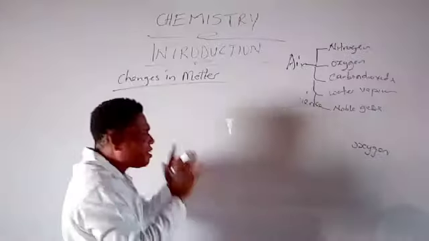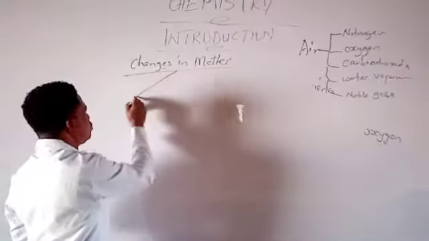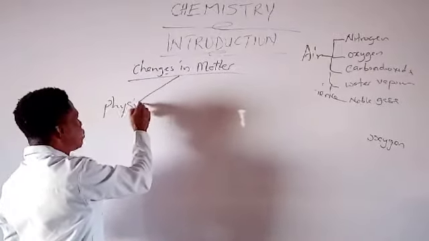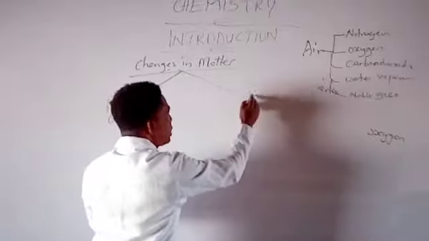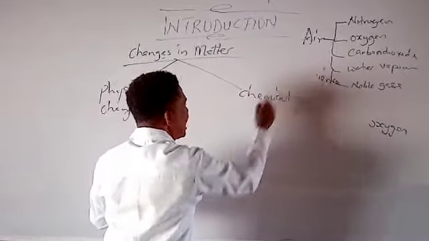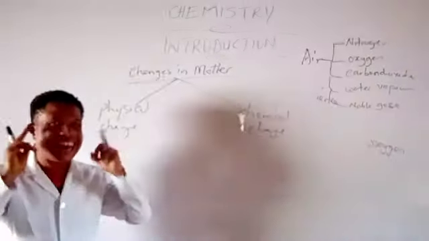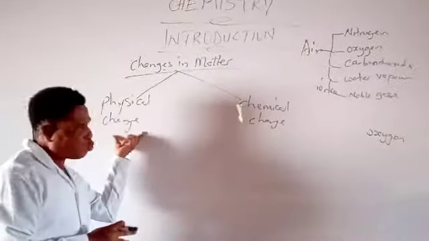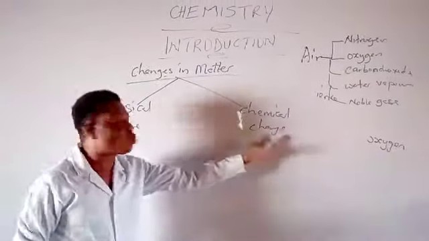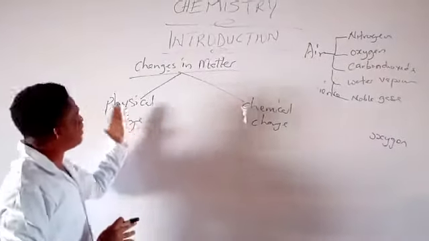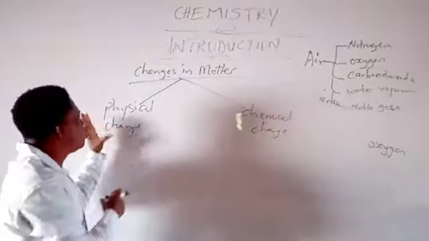Now, there are two basic changes we can see in matter. The changes matter can undergo are either physical change or chemical change. Listen attentively, because once you know this one, automatically you know the other. There is no way you will know this and not know that, because physical change is a direct opposite of chemical change.